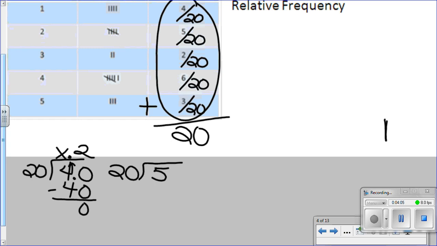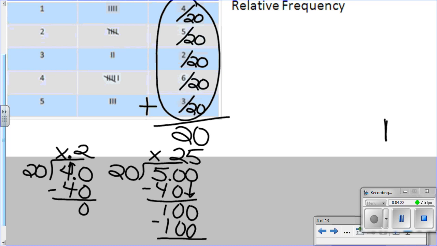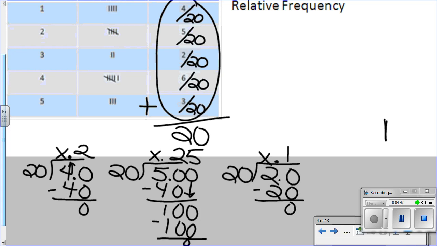Does 20 go into 5? Decimal, 0. How many 20s in 50? 2. Subtract and put a 0. How many 20s in 100? 5. The relative frequency of 5/20ths is 25/100ths. Two 20ths. Does 20 go into 2? Decimal, 0. How many 20s in 20? 1. Decimal goes straight up.